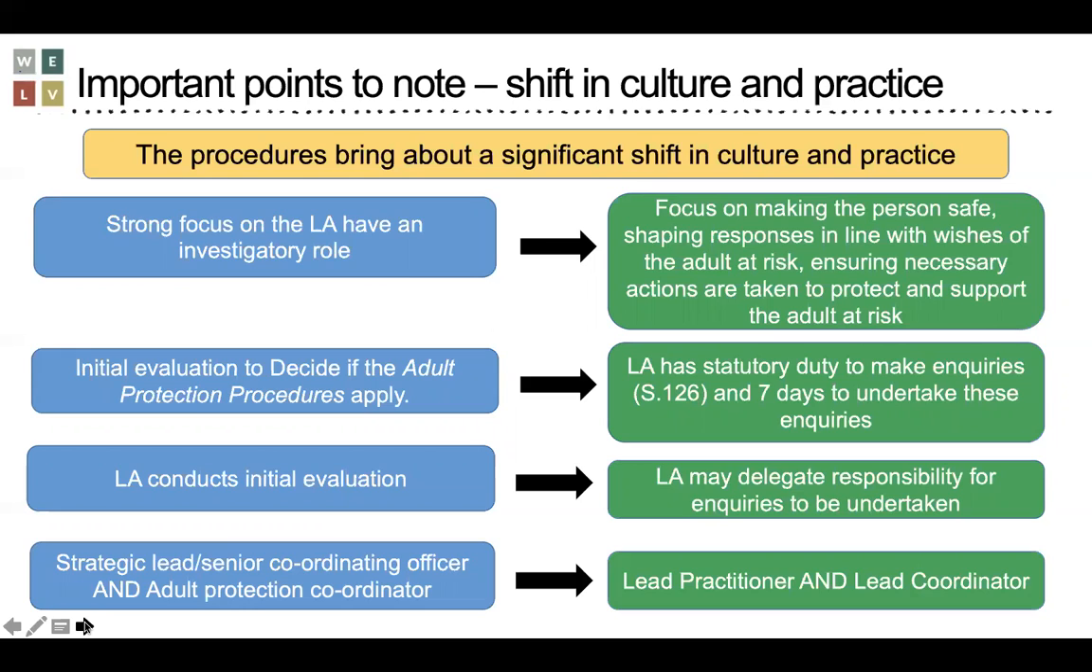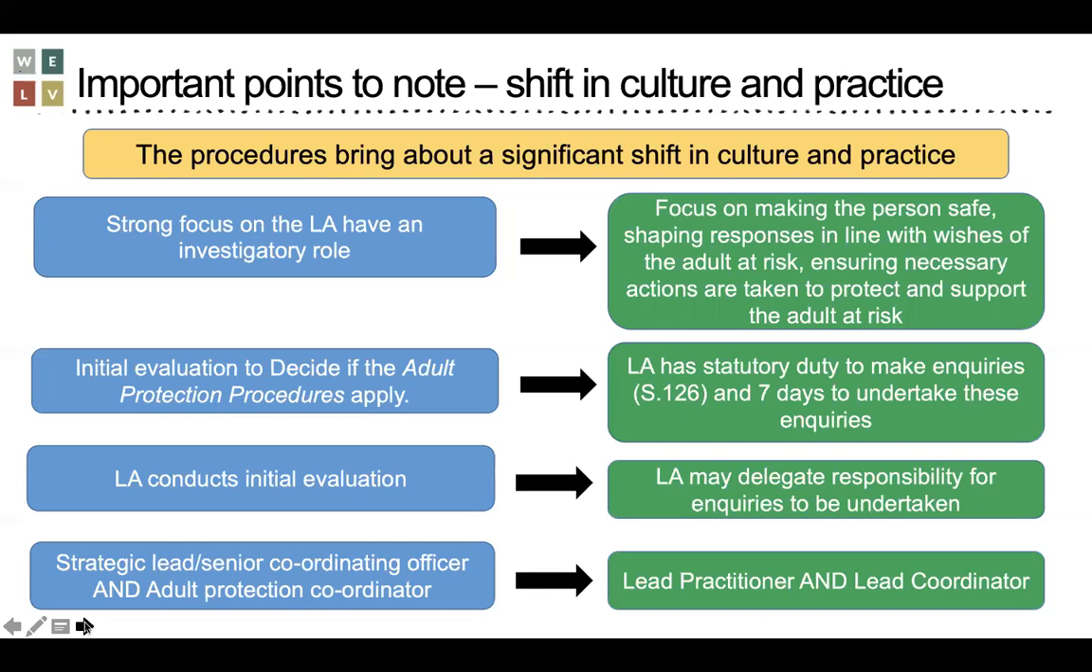Under POVA procedures, the local authority would have completed an initial evaluation to decide if the adult protection procedures apply. Under these new procedures, the local authority has a statutory duty to make inquiries under section 126 of the Social Services and Wellbeing Act, with 7 days to undertake those inquiries. Under POVA, the local authority would have conducted the initial evaluation. However, under the new procedures, the local authority may delegate responsibility for undertaking inquiries to another professional.